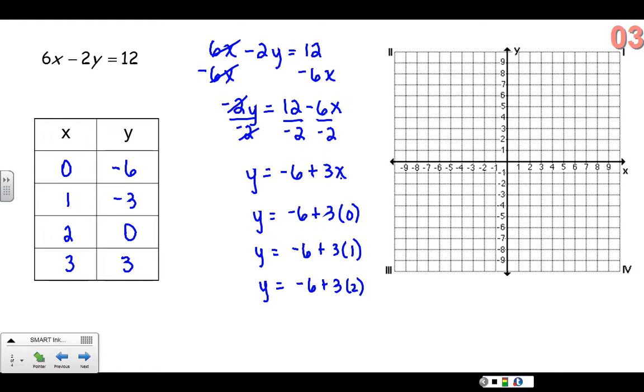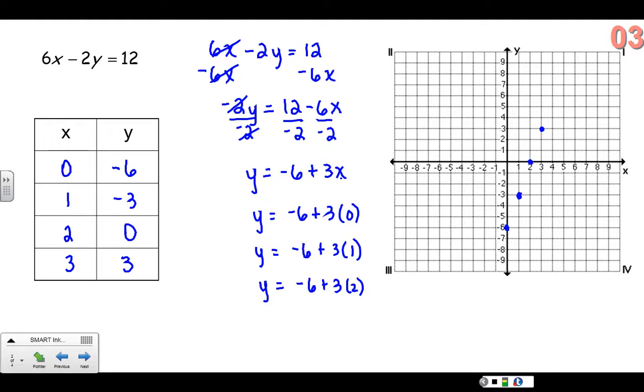So now if I plot those ordered pairs, you're going to get an idea of what the relation will look like as a graph, what the equation looks like graphed in this case. So 0, negative 6, that's a point on the y-axis. Over 1 down 3, so the point 1, negative 3. 2, 0, so over 2, and I don't go up or down at all. And then 3, 3, we're going to go over 3 to the right and then up 3.